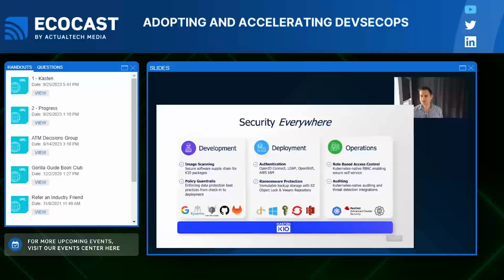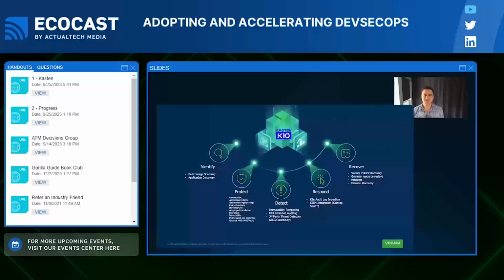And we mentioned ransomware protection in terms of object lock and VBR. Operations: RBAC, we talked about that too, and auditing. So we can see everything that's being performed. We can fully audit that log and then integrate with things like Red Hat Advanced Cluster Security, so we can proactively alert or monitor as things are being manipulated in the environment.